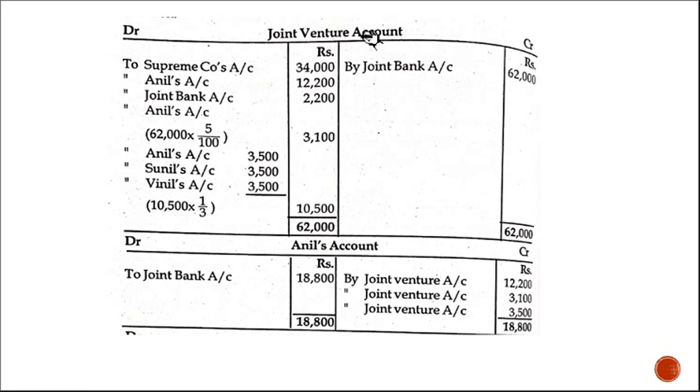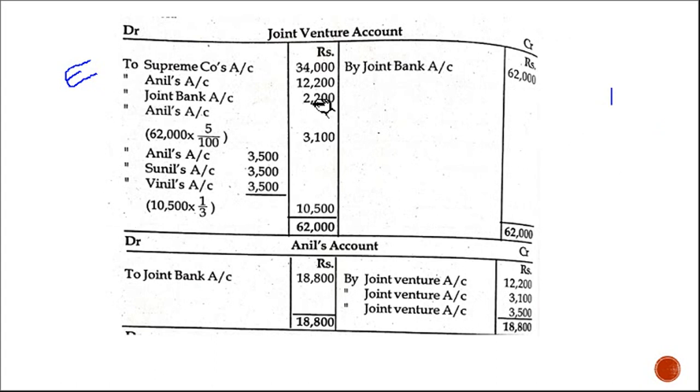Now let us prepare joint venture account. As you know, in the joint venture account, the debit side indicates all the expenses of joint venture. Credit side, all the income. Income in the sense it is sales. Clear? So, which are the expenses related to joint venture?